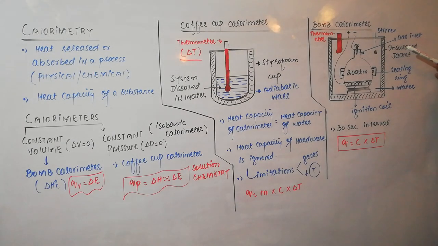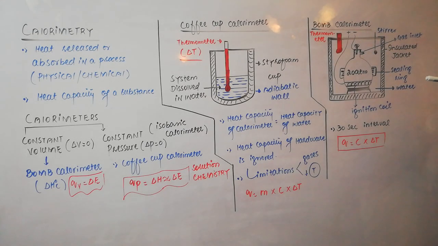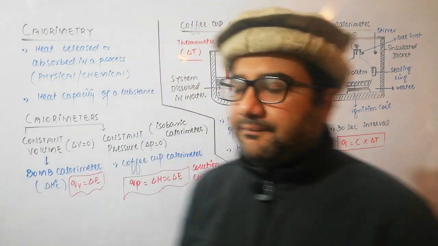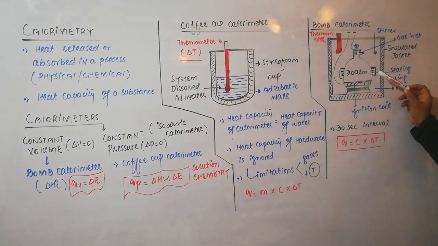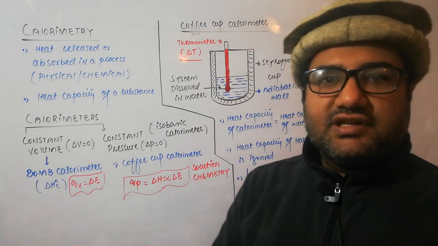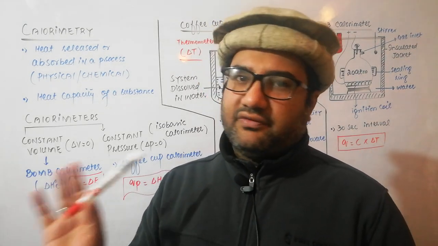Now this one is an insulated jacket, shown in black. In this insulated jacket, there is a defined mass of water, and in that water we use a stirrer and a thermometer. While this is the bomb, which is usually made of steel, and it is enameled in order to avoid its corrosion. And inside this bomb, there is a platinum crucible in which the test substance is taken, the substance whose enthalpy of combustion is required. The amount usually taken is 1 to 1.5 grams.